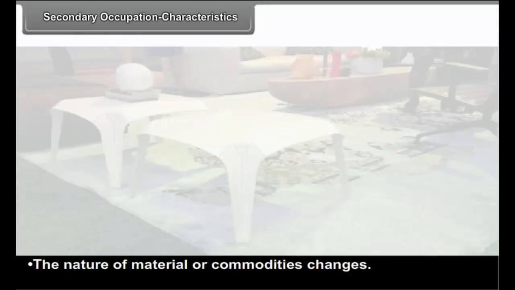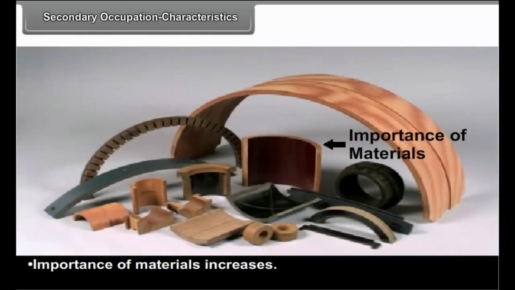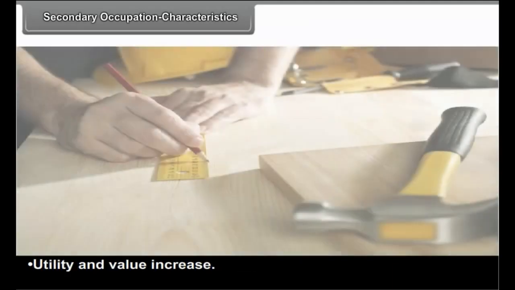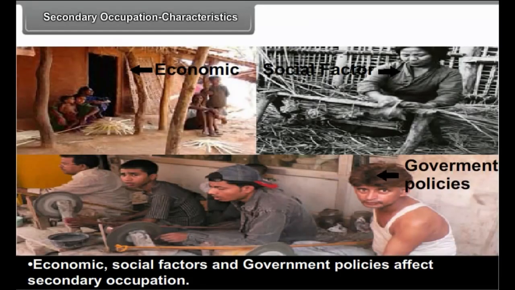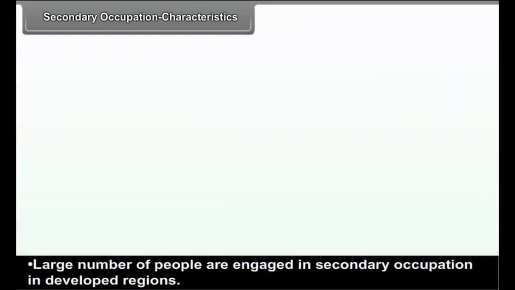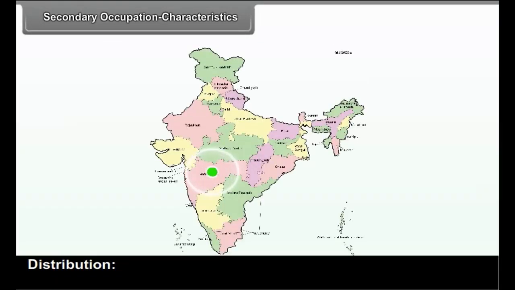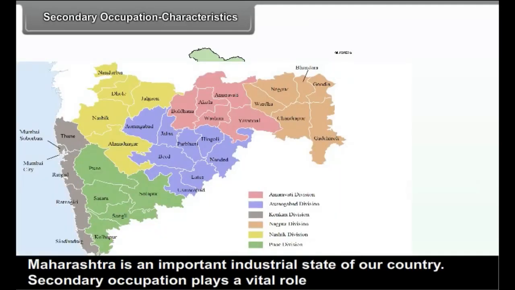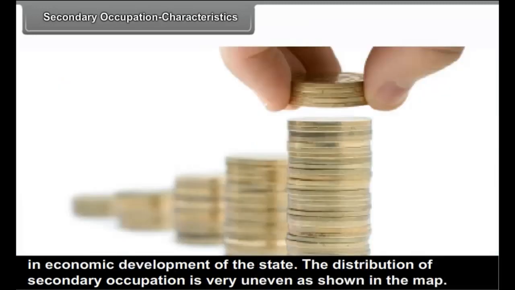Characteristics. The nature of material or commodities changes. Importance of materials increases. Utility and value increase. Economic, social factors and government policies affect secondary occupation. Large number of people are engaged in secondary occupation in developed regions. Distribution. Maharashtra is an important industrial state of our country. Secondary occupation plays a vital role in economic development of the state. The distribution of secondary occupation is very uneven as shown in the map.